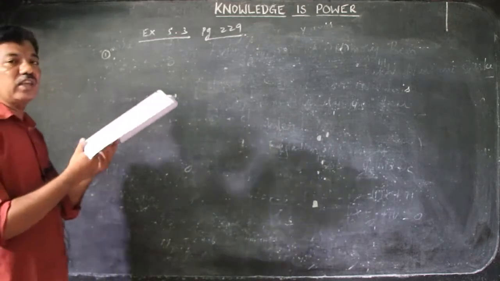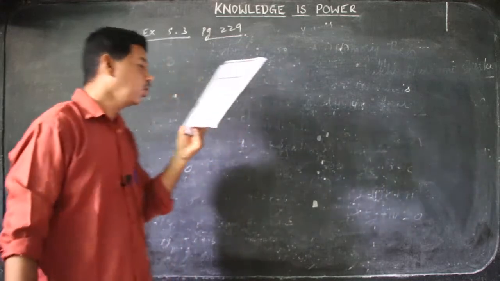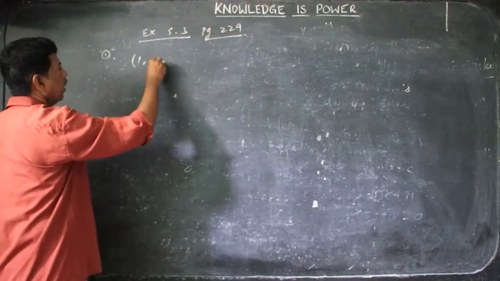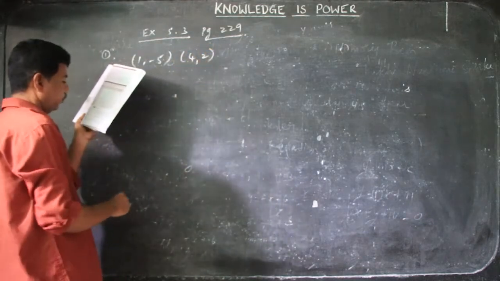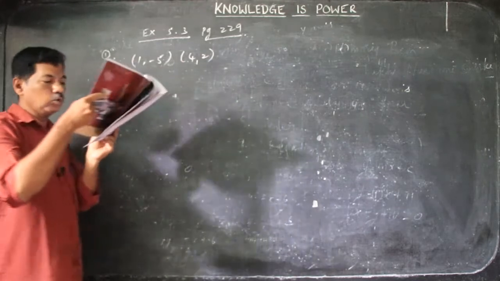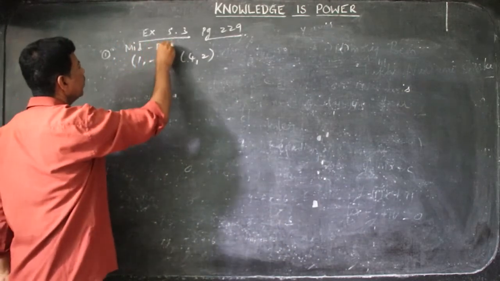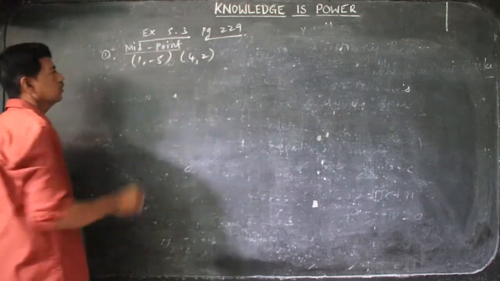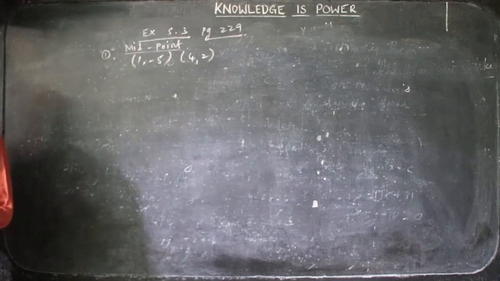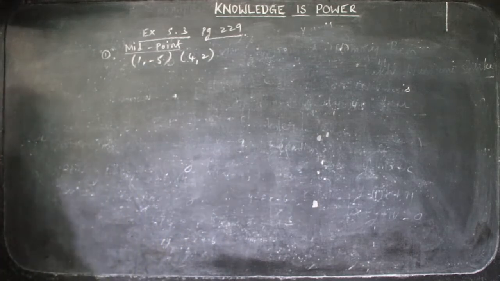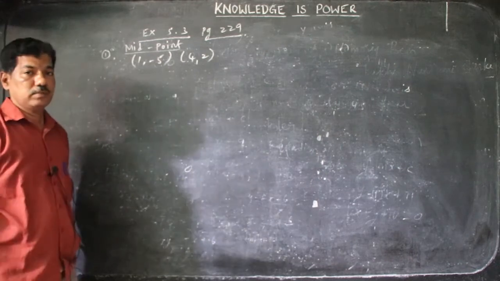Find the equation of a straight line passing through the midpoint of the line segment joining the points 1 comma minus 5 and 4 comma 2, which is parallel to the x-axis and parallel to the y-axis. Okay, one question is given to find out these things.